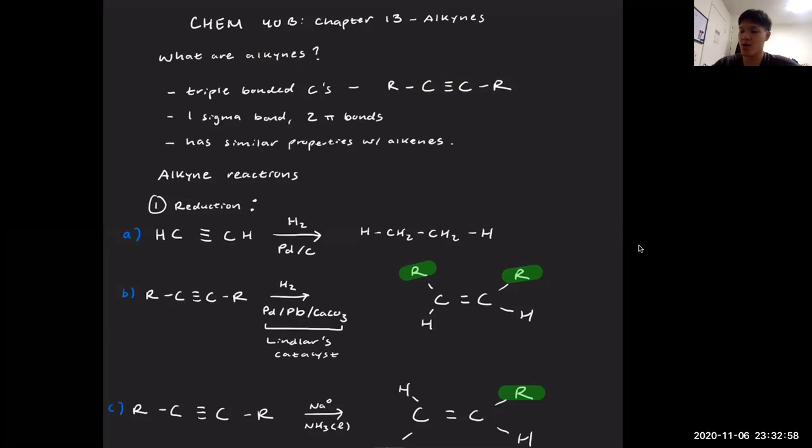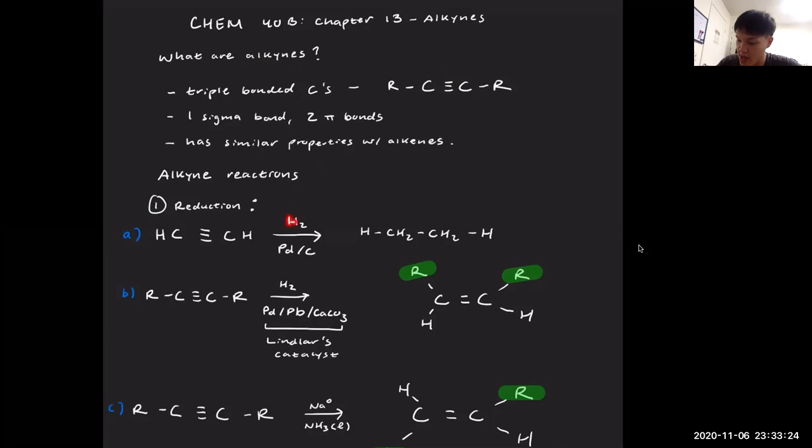So I'll just jump right into the alkyne reactions. We don't really need to know how to name alkynes. We just need to understand their chemistry. So the first part is called reduction. It's reducing the alkyne down to something else. As you can see from our first reaction right here, we have just a simple alkyne.